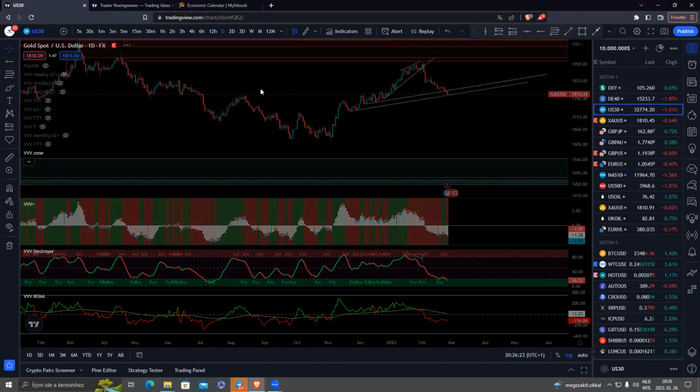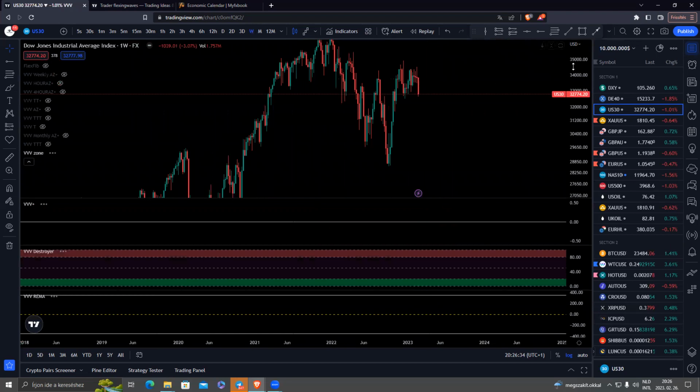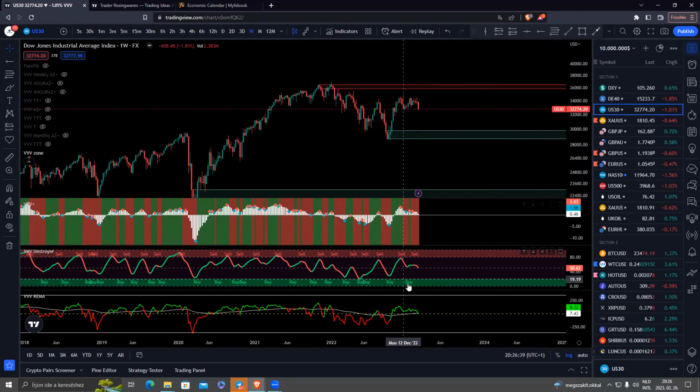Let's see the US 30, what we see on the US 30 on weekly basis. It's a convergence, but this is about to break, in my opinion. And if it does, there is 3,000 points of possibility. We are about to cross the zero line.